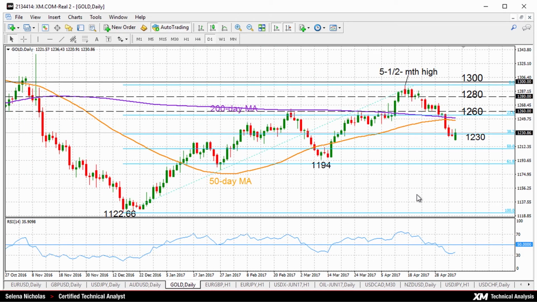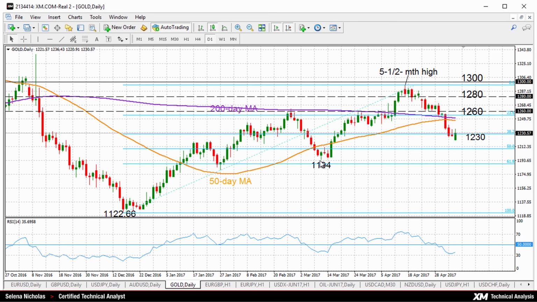If we look at gold now, we can see gold touched a 7-week low earlier today, around 1224. Last week, gold fell by over 3%, so it's looking mildly bearish, especially falling from a 5.5-month high. It just seems to keep falling, and it broke below its 200-day moving average, so that was quite a bearish signal.